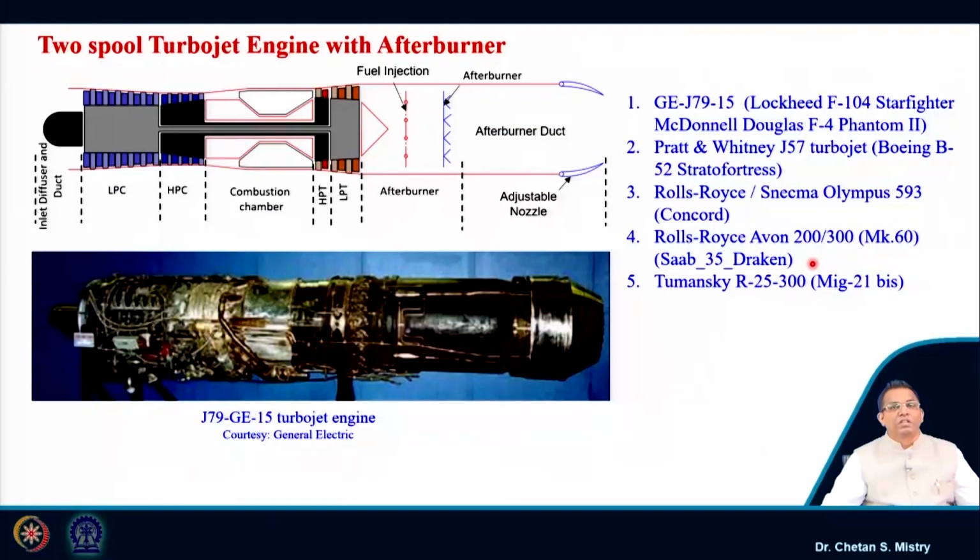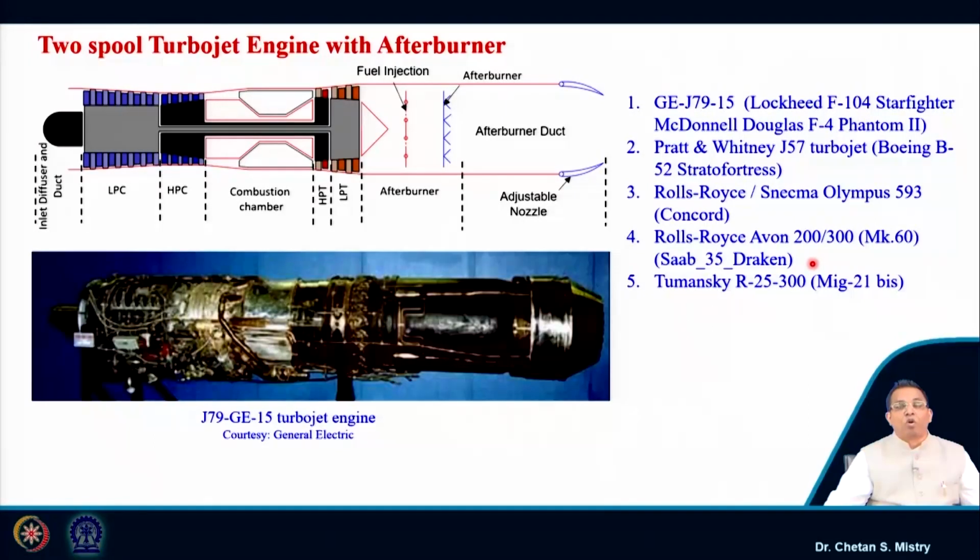Now, if we consider there are many engines, especially the 2-spool turbojet engine with the afterburner, they are the J79, as we have discussed, which is incorporated with the Lockheed F-104. We have the Pratt & Whitney J57 for the B-52 bomber, and the Rolls-Royce and Snecma Olympus, which is a very famous engine. It has been incorporated with the Concorde.